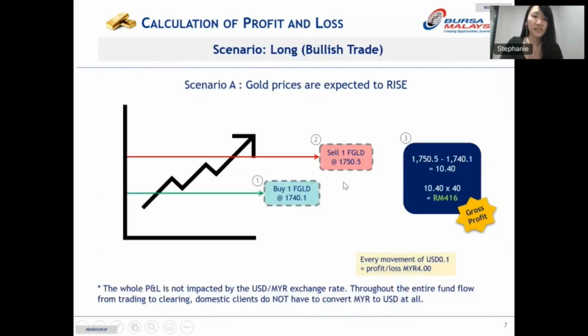Now let's take a look at how to calculate the profit and loss for your trades in this scenario. Let's say when gold price is expected to rise, you long one lot FGLD contract at, let's say, 1740.1, and later on you short and close your position at 1750.5. How do you calculate your profit? It's simple. You take your selling price minus the buying price and multiply by 40, which is the contract multiplier, which gives you a profit of 416 ringgit.